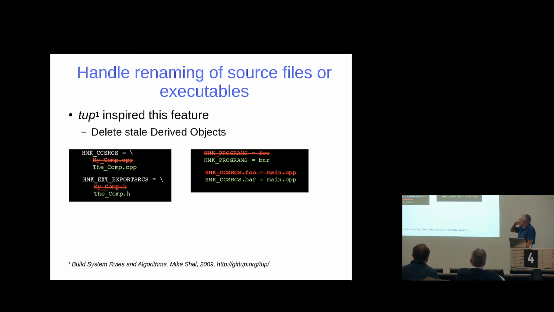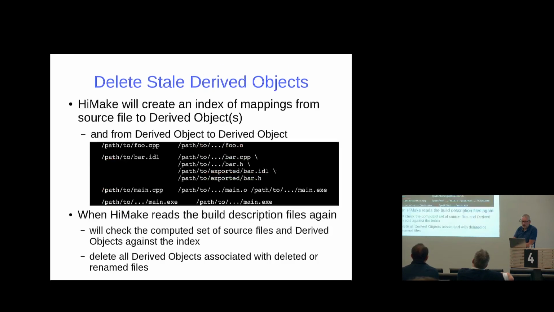So actually, I think in the left example there, the HiMake file used to specify mycomp.cpp and mycomp.h, and then they changed the names of the files. And on the other one, they changed the name of the executable from foo to bar. So what HiMake does is, when it creates the makefiles, it will also create an index of mappings from source file to derived objects, and from derived objects to derived objects. And it's going to look something like this.